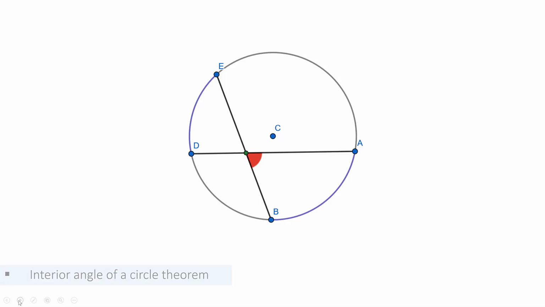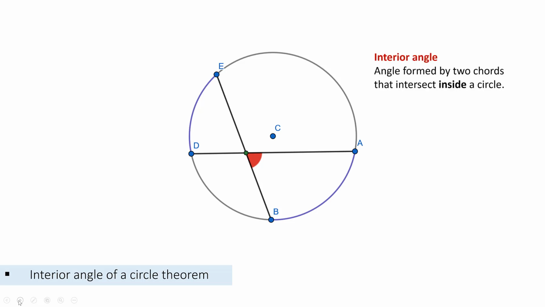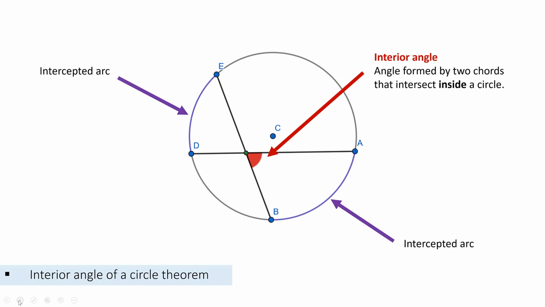In this video, we will see the interior angle of a circle theorem. The interior angle of a circle is formed by two chords that are intersecting inside a circle. In the diagram, it's the angle marked in red. Opposite to the interior angle, we have two arcs that are marked in purple. These are called the intercepted arcs.